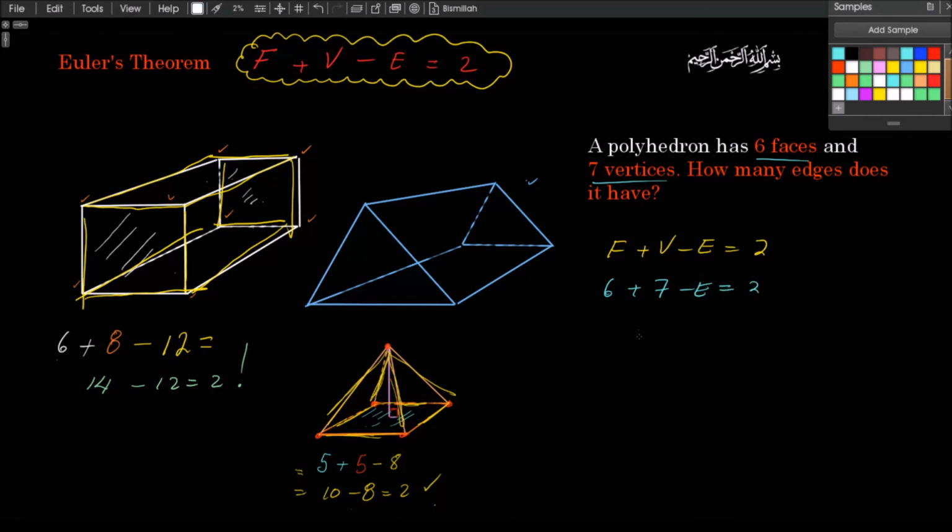And we simplify. That's 13 minus E is equal to 2. I subtract 13 from both sides, like this. I get negative E equals negative 11. Divide both sides by negative 1, and you get E is equal to 11. This particular polyhedron will have 11 edges.